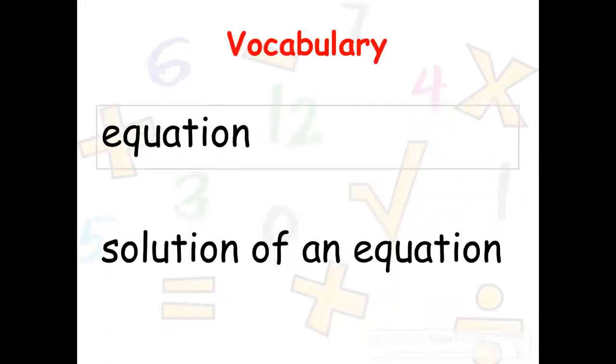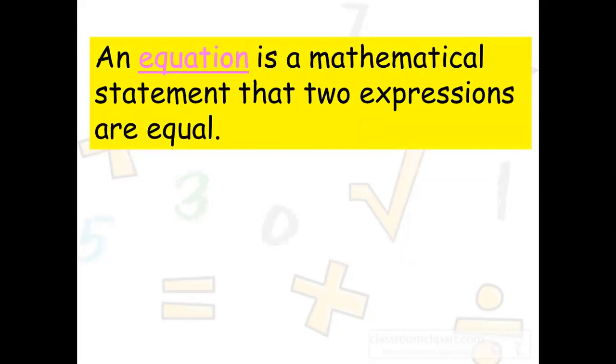Okay, so these are the vocabulary words you have: equation and the solution of an equation. Now what is an equation? An equation is a mathematical statement. It's a sentence that states two expressions are equal. So what does that mean? We know that expressions don't have an equal sign, right? An equation is what makes two expressions equal. So that's why we put the equal sign and make both the sides of our expressions equal. You will learn about it later when we do the questions.